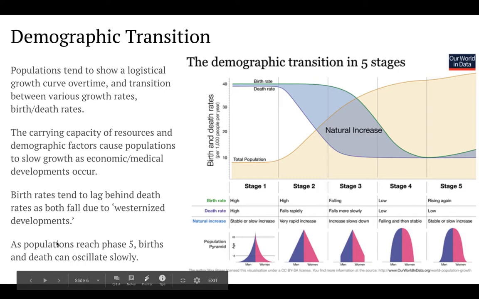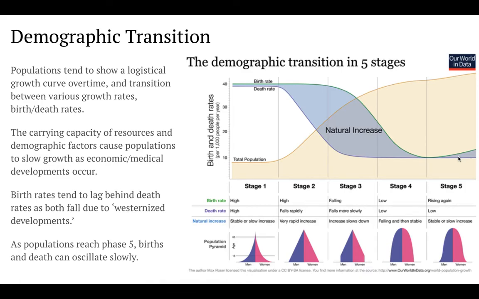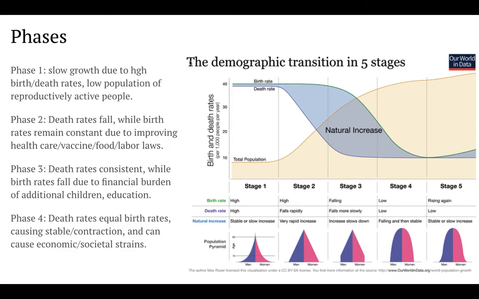And as populations reach phase 5, that's where we start to see oscillations between births and deaths, and populations can have small compactions or small expansions depending on various factors. So what are the phases of the demographic transition?